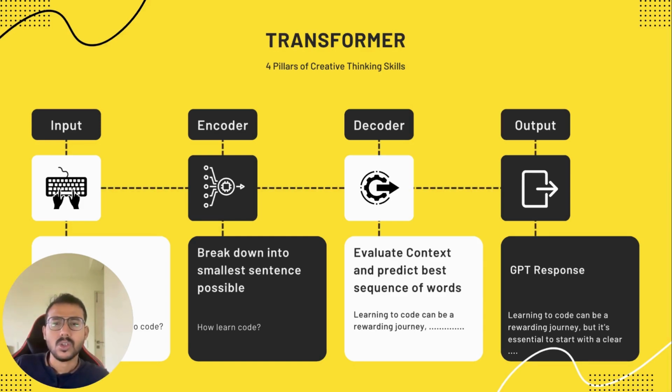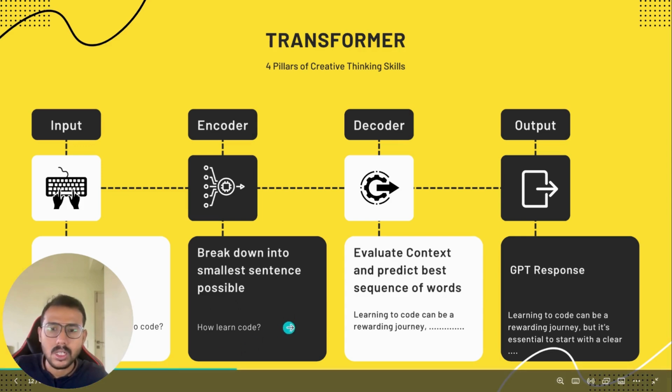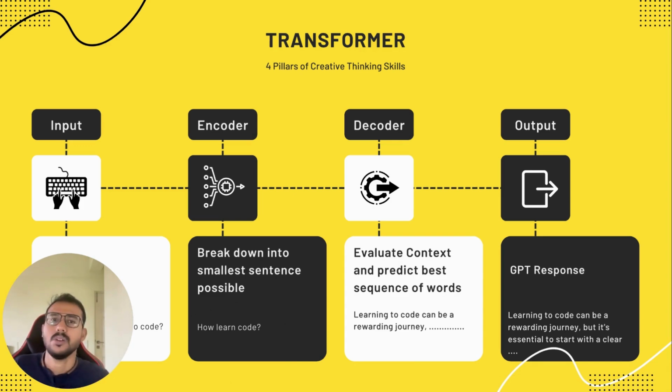Okay. So now, what exactly does a transformer do? Just a quick run through. Whenever you give a user input like, how do I start learning to code? Okay, so what exactly does encoding do? It simplifies the sentence into its most basic form. For example, the sentence "how learn code" may not be grammatically correct, but it conveys the same meaning as the original prompt. Each word is then assigned a probability and a vector so that we understand the context and the meaning of the prompt.